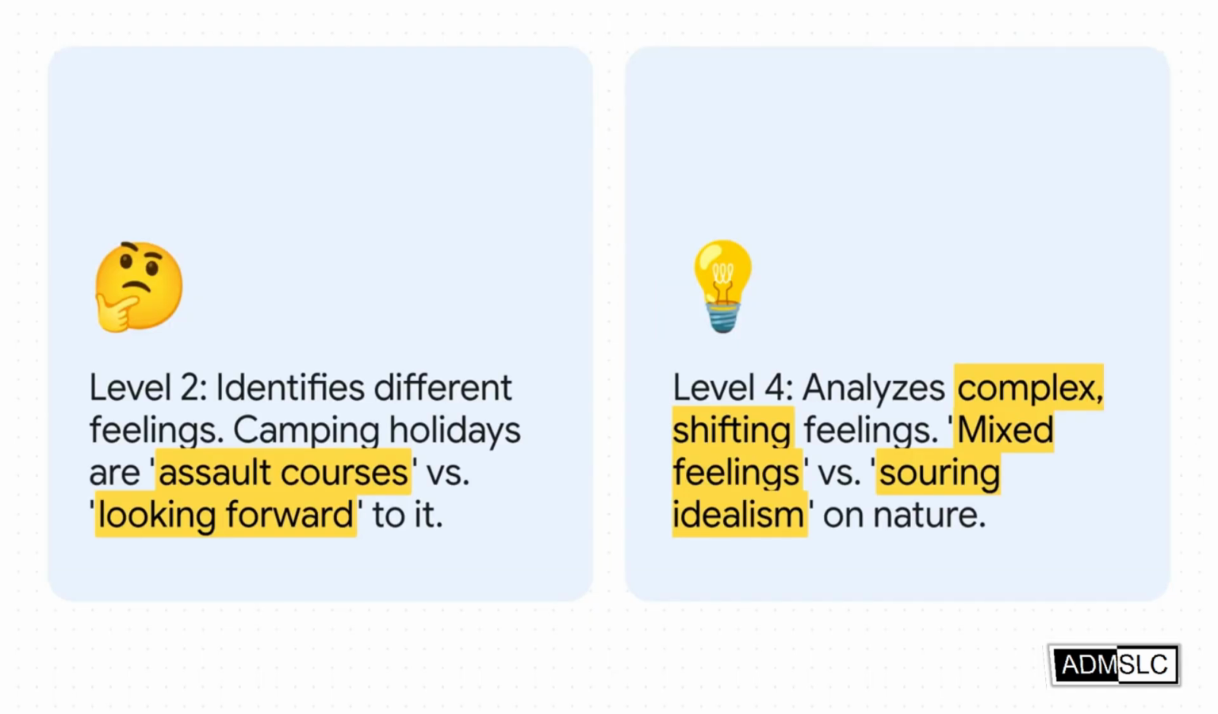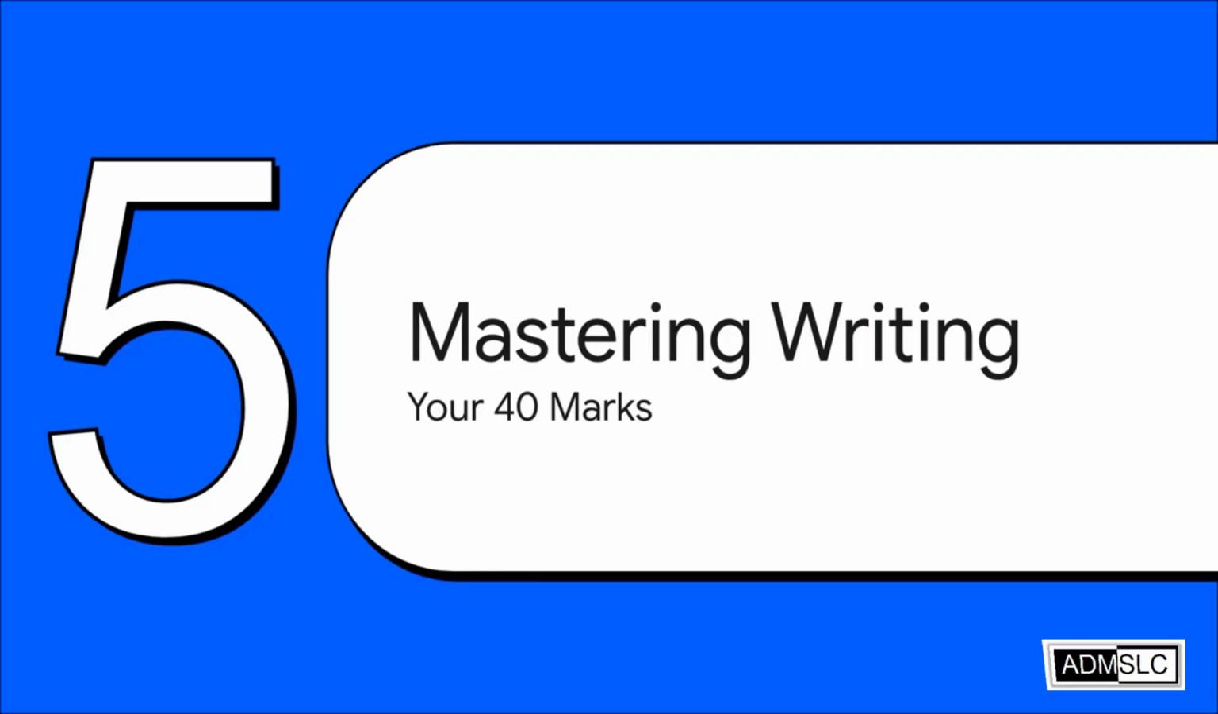And this just brilliantly shows the difference. I mean, look, the level 2 answer, it's fine. It identifies different feelings. But now look at the level 4 response. It analyzes the complexity, the shift in those feelings. It perceptively evaluates how the writer's methods create that complexity, contrasting the mixed feelings in source A with the souring idealism in source B. That depth, that's what you're aiming for. It's night and day. We've done it. We have reached the summit of the reading section.